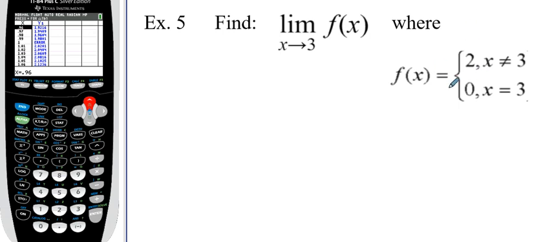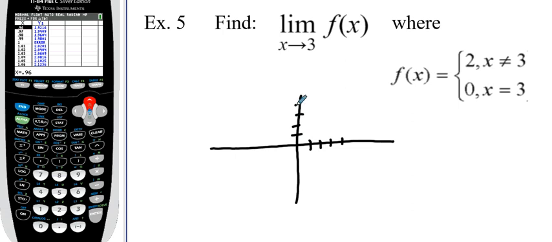This is saying find the limit as x approaches 3 of the function where this is the function. I just put it down here because I was running out of room to type up here. Typically, you see this all on one line. So here's what this is saying. The function is equal to 2 for all x values not equal to 3. And the function is equal to 0 when x equals 3. Now, to be honest with you, these piecewise functions are much easier to graph by hand than they are on our calculator. So I'm going to sketch a really rough set of axes, and I'd ask you to do the same, please.